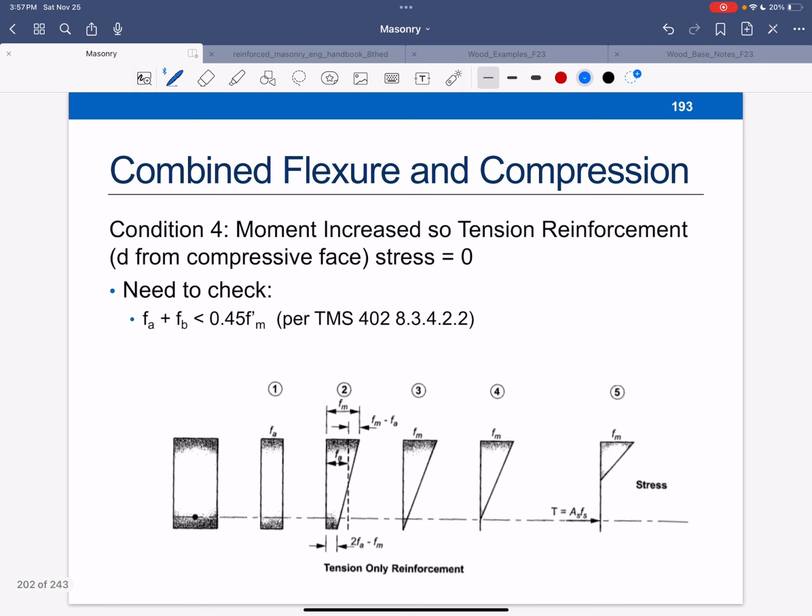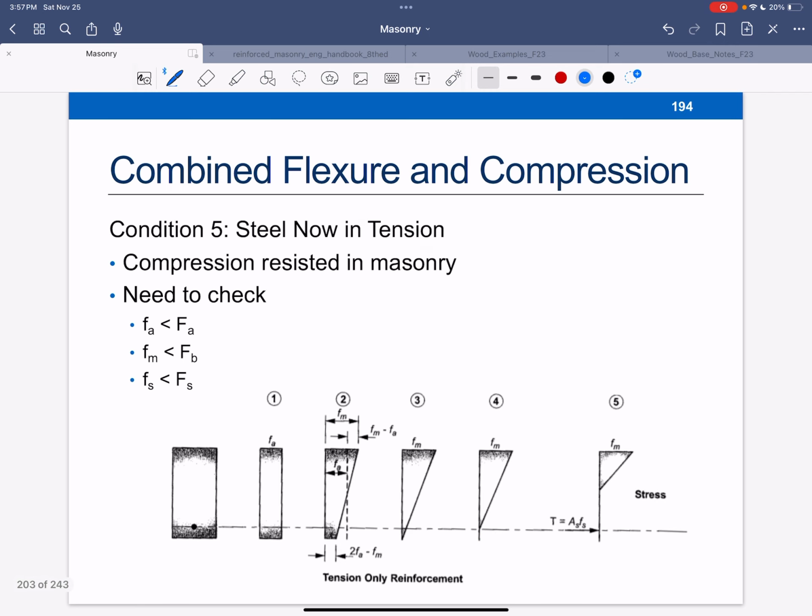Stage four, now I'm going to have a little more moment, so that I am now at the point of zero force at the level of the reinforcement. So I was zero here, now I've moved up to zero at the level of reinforcement. And then finally, I'm going to move into the case where I've got my tensile component and my compressive component. Remember, we're not using a block here, and we're assuming that the compression is in the masonry, and the steel is carrying all of the tension.